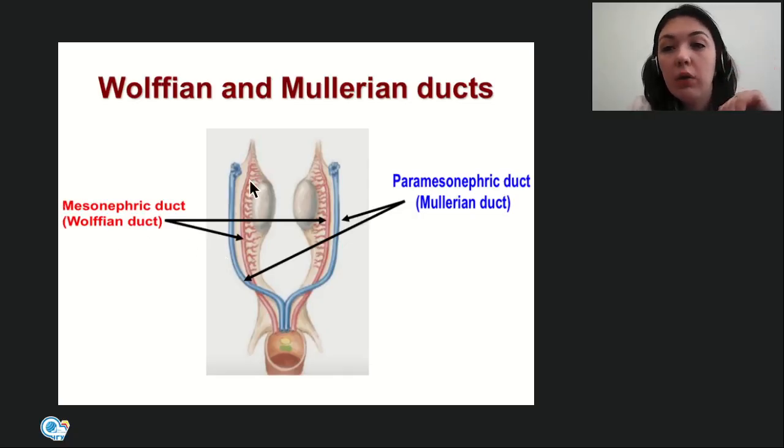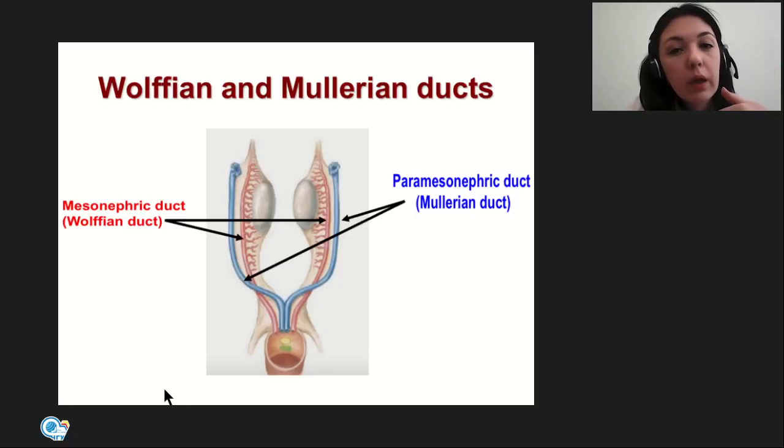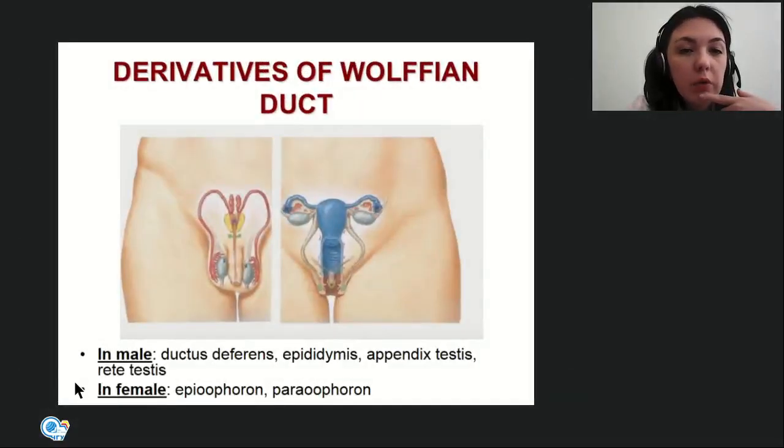After the 9th week of embryonic development, close to the mesonephric duct, the paramesonephric duct, or Mullerian duct, is formed. The final permanent kidney is formed at the sacral level, in the sacral region. So the mesonephric duct and paramesonephric duct do not participate in formation of the permanent kidney, but they give origin to genital organs. Now we will see it.